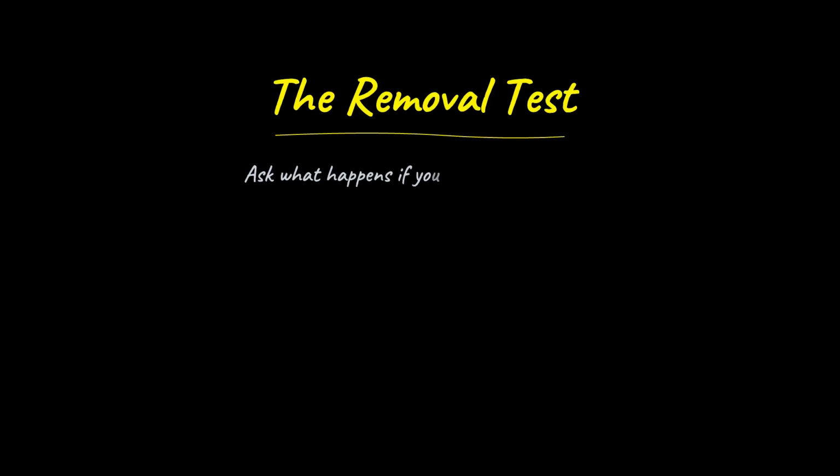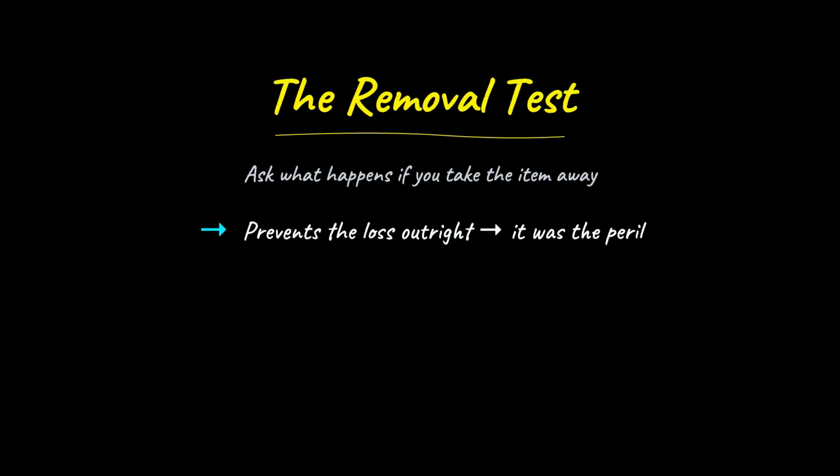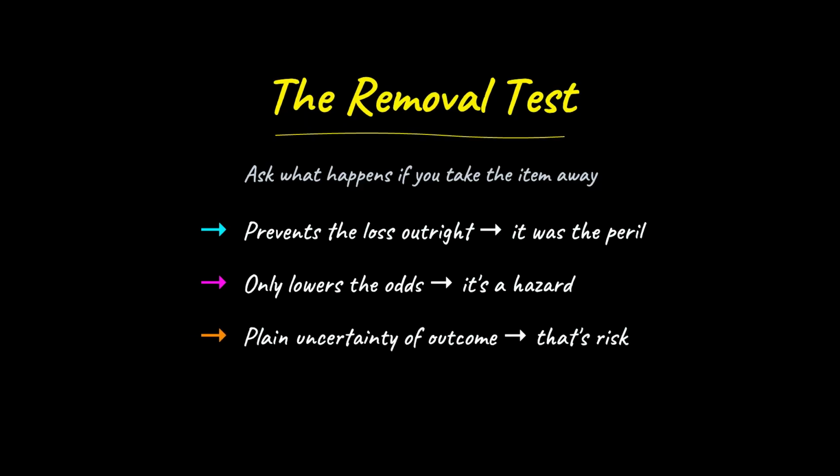A reliable check: ask whether removing the item would prevent the loss outright or merely lower its odds. If it only lowers the odds, it's a hazard, not the peril, and it's not the same as risk, which is just the plain uncertainty of outcome. Underwriting lives almost entirely in finding and pricing these hazards before saying yes.